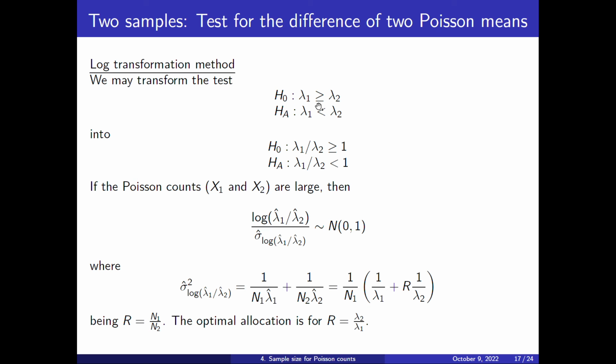So we may transform this into this other hypothesis test. This is simply taking lambda 2 to the other side, and if the Poisson counts x1 and x2 are large, then this ratio here is distributed as a normal 0, 1, and this variance is defined in this way, where R is the ratio between N1 and N2. The optimal allocation, so the one giving the minimum sample size for the combination of the two groups, is given by the ratio between lambda 2 and lambda 1.